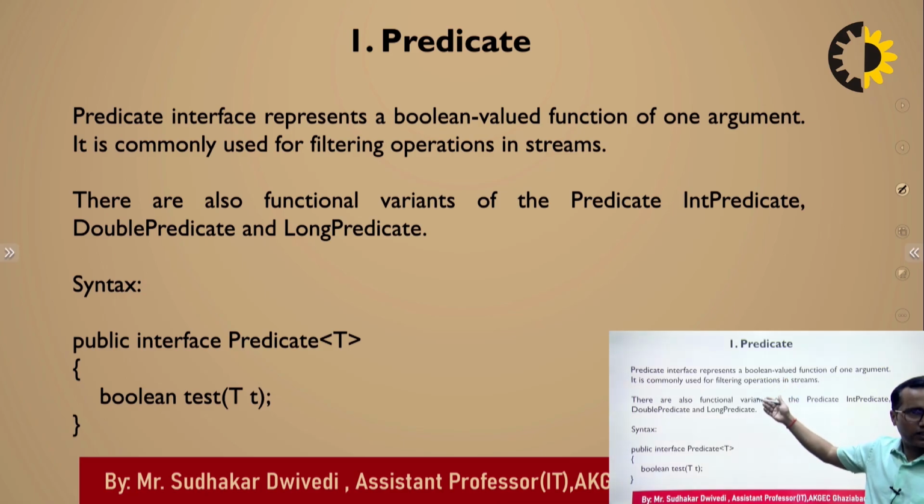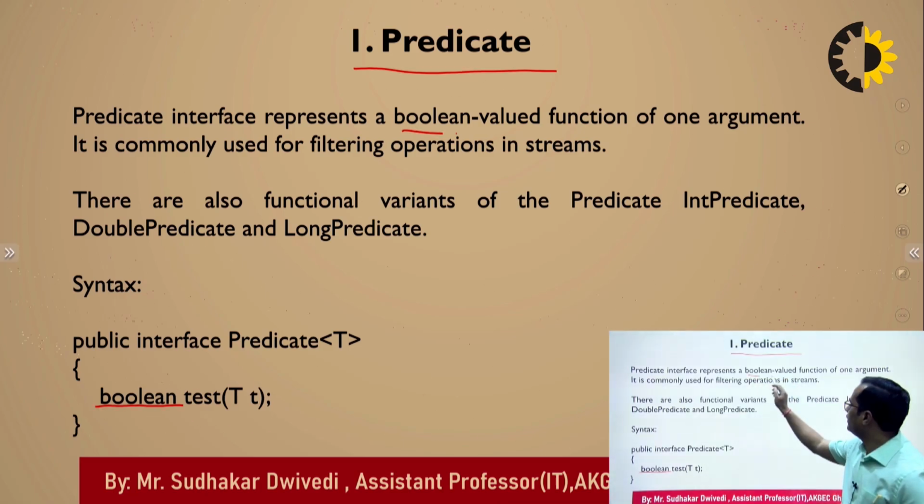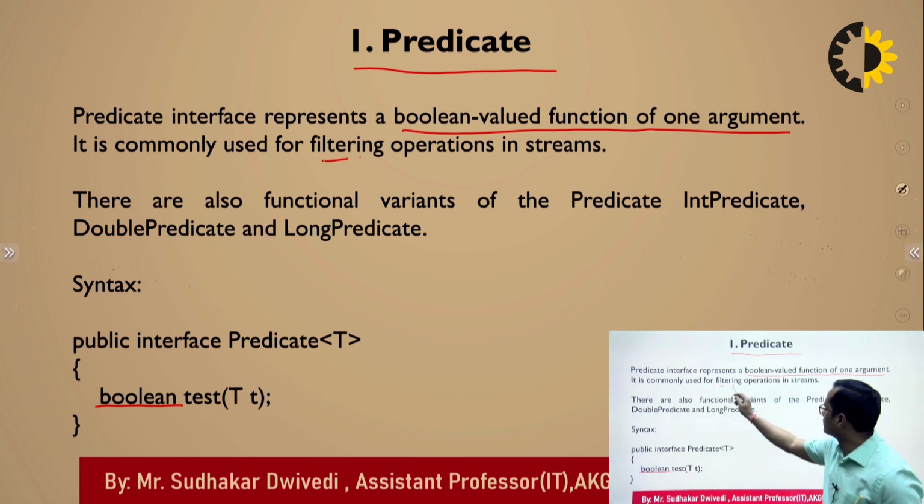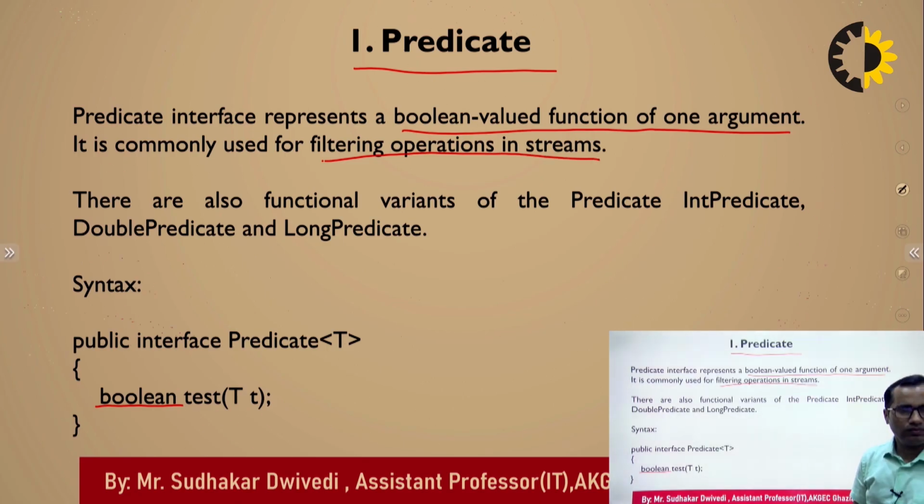So we will explain: it's a Boolean valued function of one argument. What is the Predicate? The Predicate is a Boolean valued function of one argument because it takes one argument and then returns the result. And it is commonly used for filtering operations in the streams, as I have mentioned, where we will use all these types of functional interfaces. We can use them in collections, in stream APIs, or in Lambda expressions.